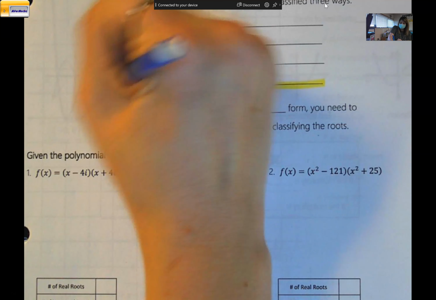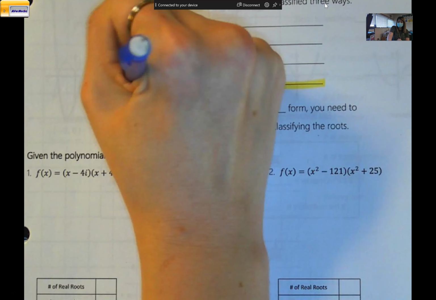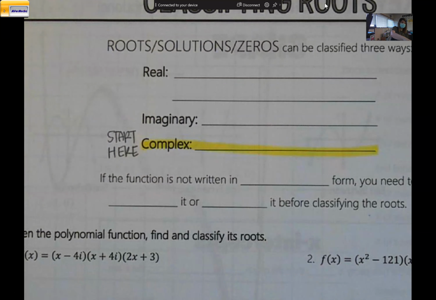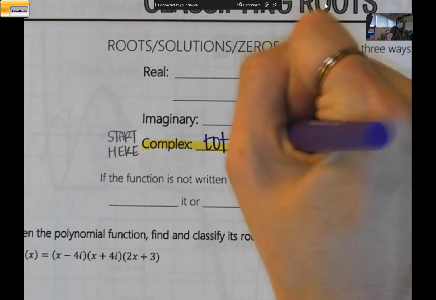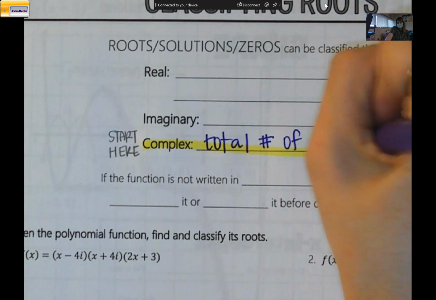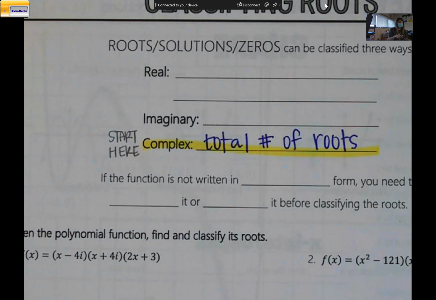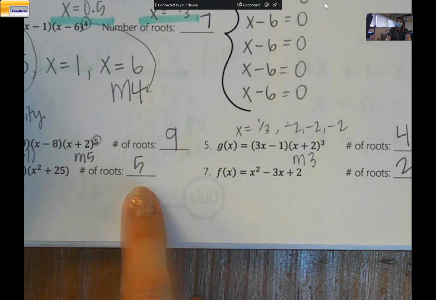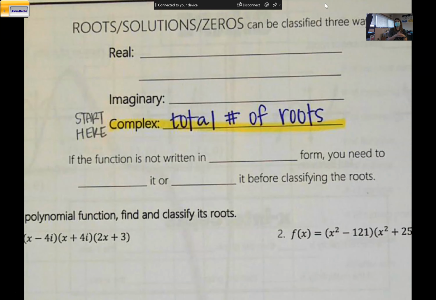In all of the questions that we answer below, the first thing we're going to decide is how many complex roots it has, because your complex roots is just the same thing as the total number of roots. So that's what we just checked on those last 4 problems. Right here, this has 9 complex roots, 4 complex roots, 5 complex roots, 2 complex roots. The complex roots is just the total number of roots.